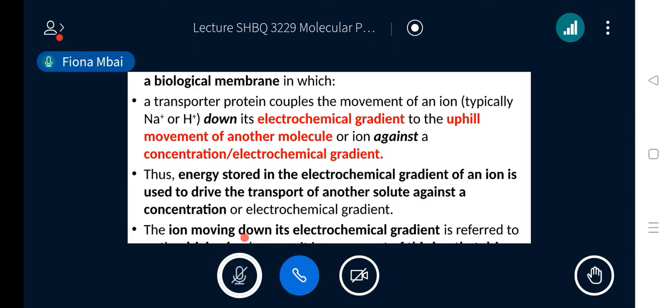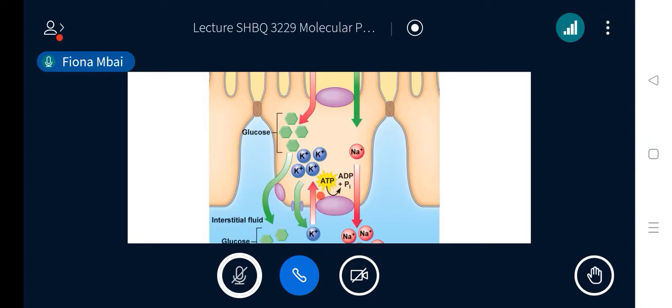The ion which is moving down its electrochemical gradient is referred to as the driving ion, because it is the movement of this ion that will drive the uphill movement of another ion or molecule, which is the driven molecule. So in here, potassium is being driven uphill, and sodium is also being driven downhill because of the higher concentration in the interstitial fluid.